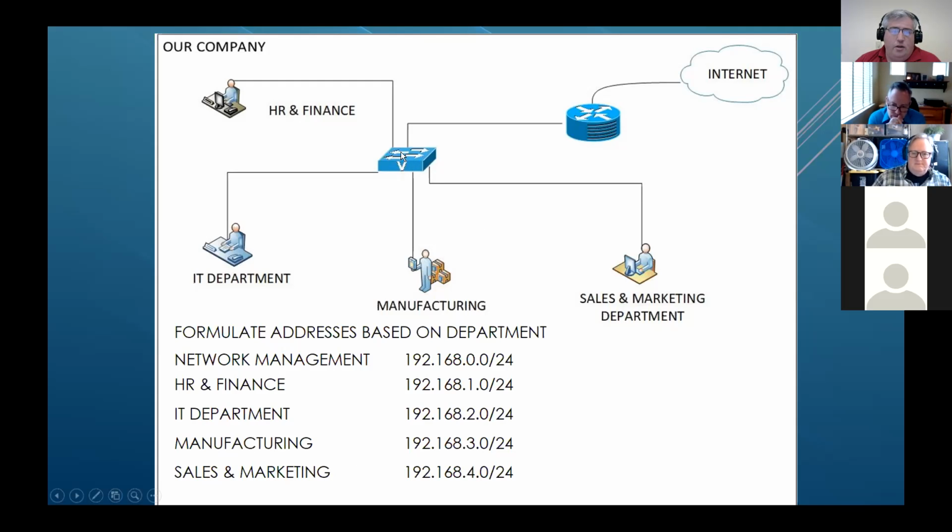And then the switch would just make all the people in HR and finance talk only to HR and finance, IT department only to IT department, manufacturing only to manufacturing, and sales and marketing only to sales and marketing, because it would not route between those VLANs. You'd have to go into the router and set them up to talk to each other.